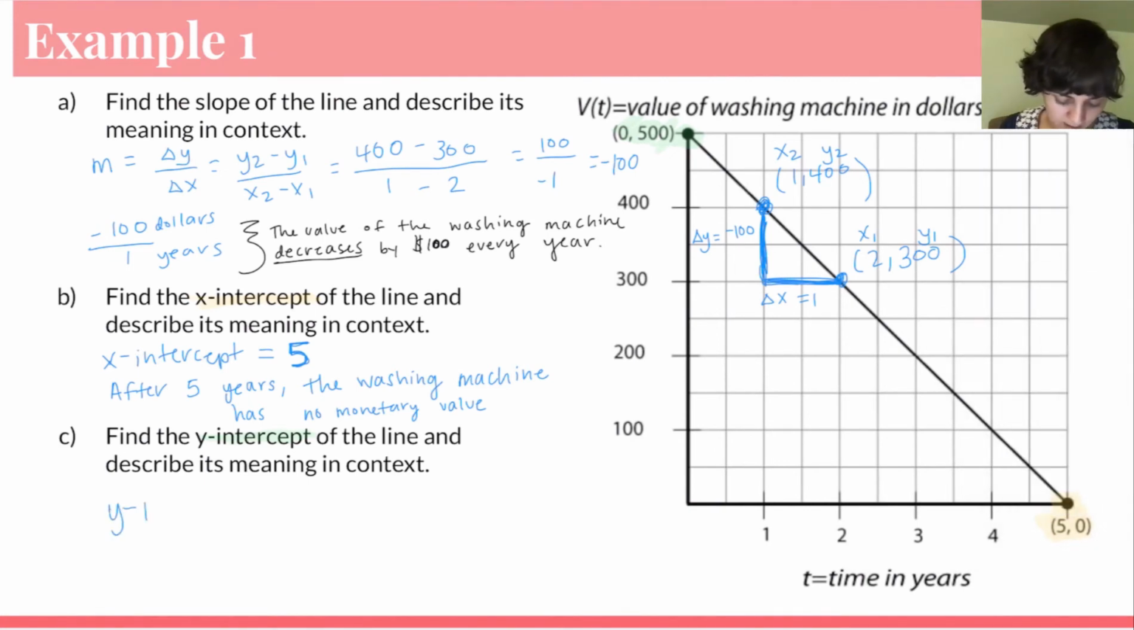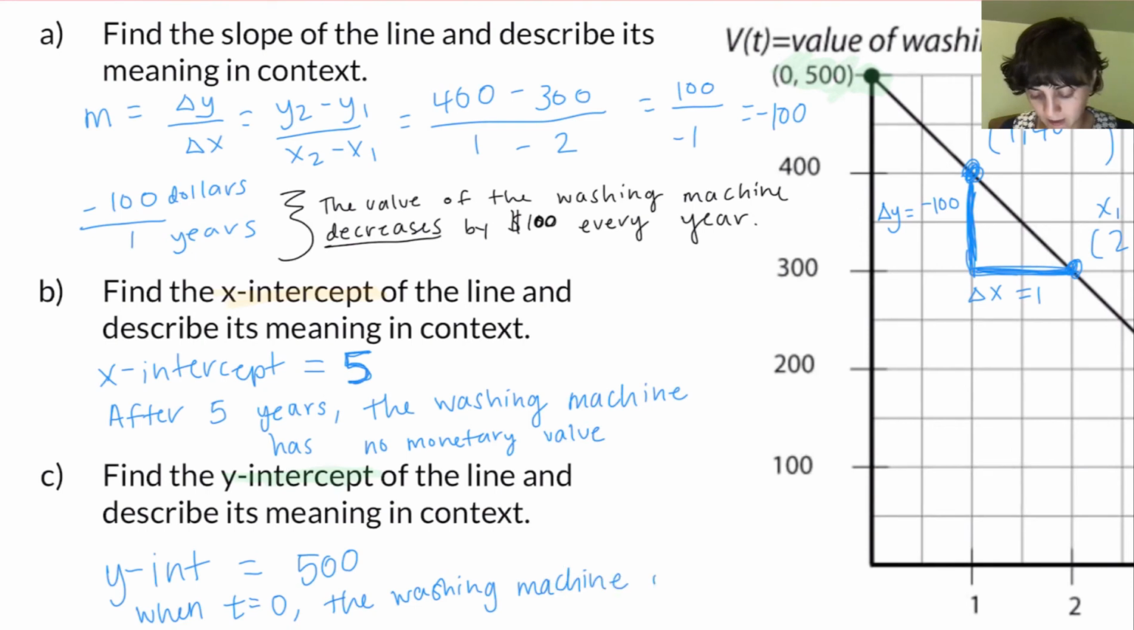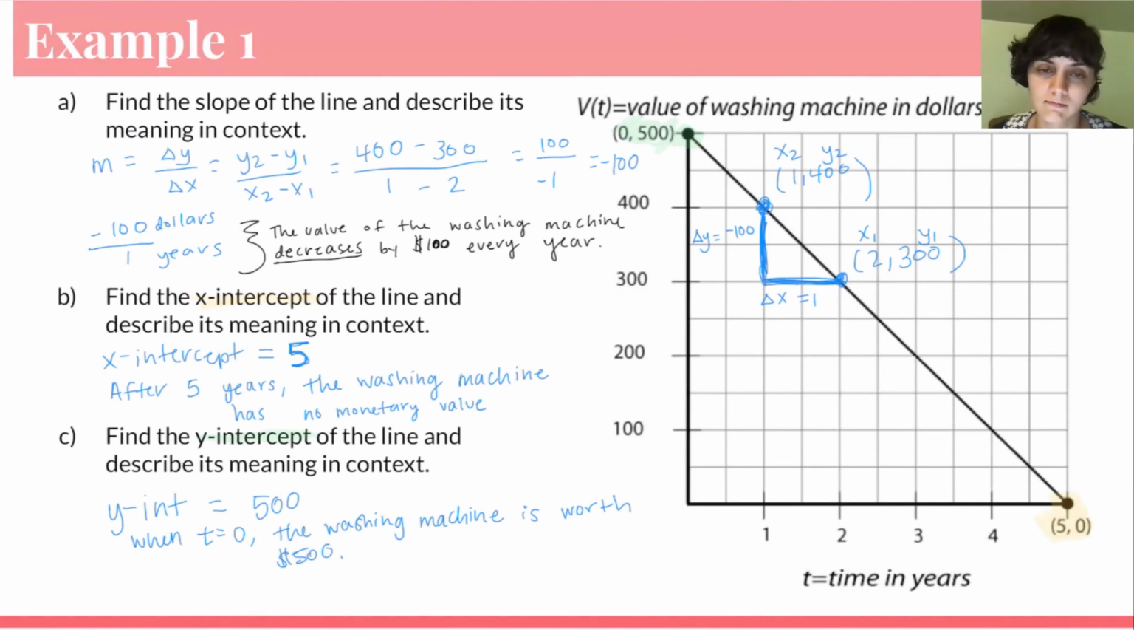So the y-intercept, I'll just write y-int, that is 500. And that's $500. When t equals 0, the washing machine is worth $500. Or when we first buy the washing machine, the washing machine is worth $500.